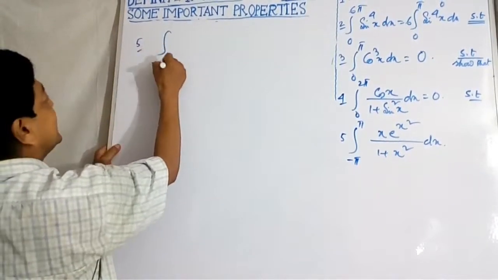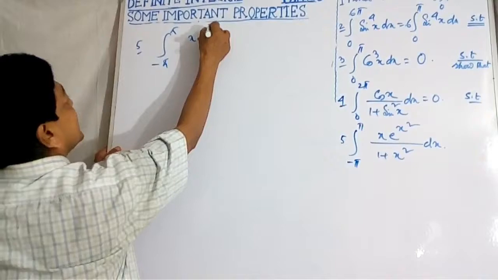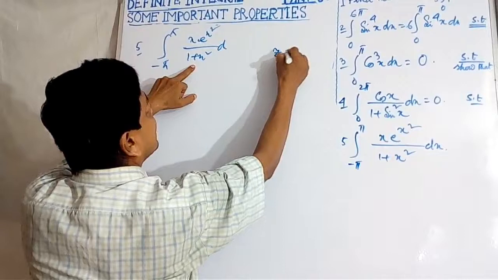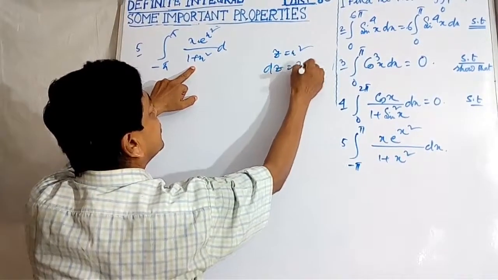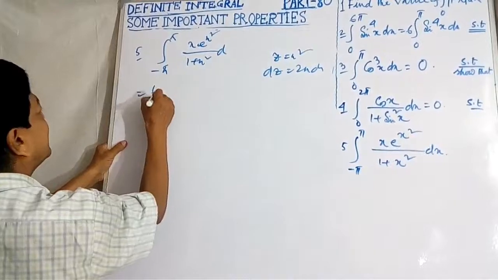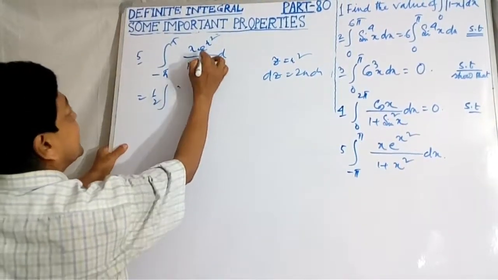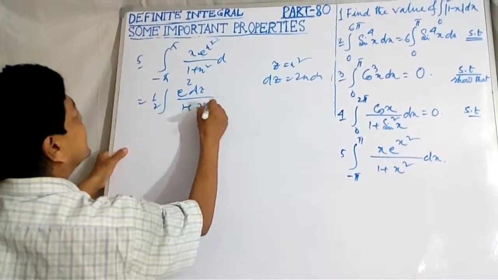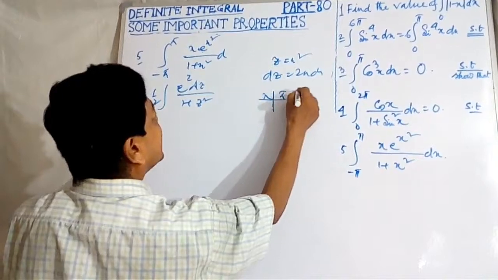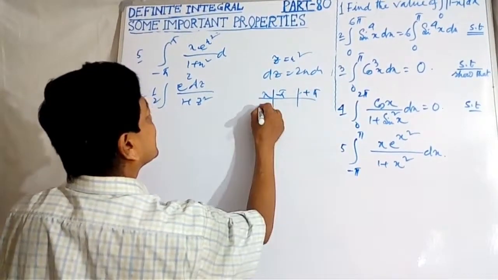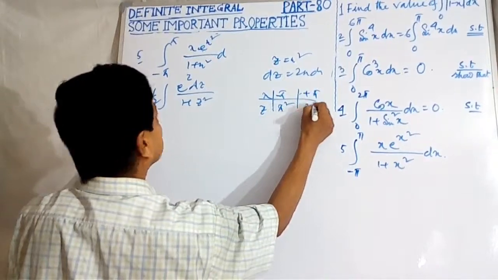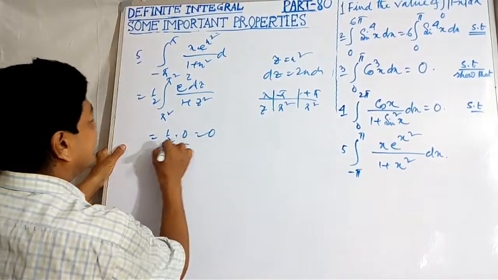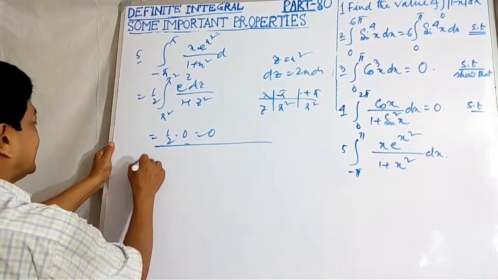Number 5: the integral from minus pi to plus pi of x e to the power x square by 1 plus x square, without using the property. Let z equal x square, dz equals 2x dx, and this is equal to half, the integral of e to the power z dz by 1 plus z square. What is the limit? Plus pi and minus pi give z equal to pi square and pi square. So the upper limit and lower limit become equal, and half into 0 is equal to 0. This is the alternative.